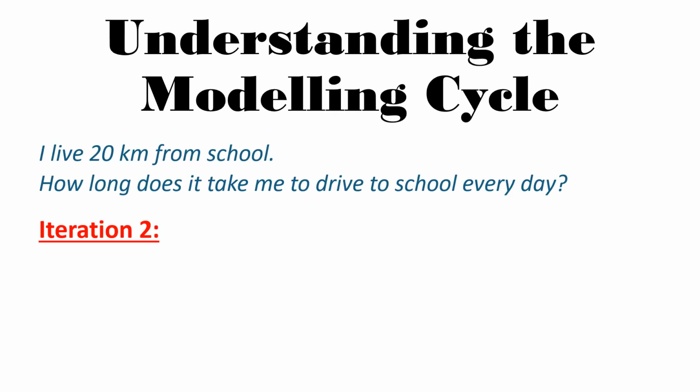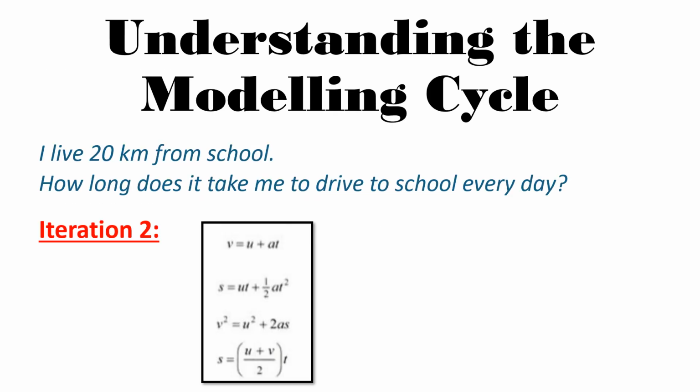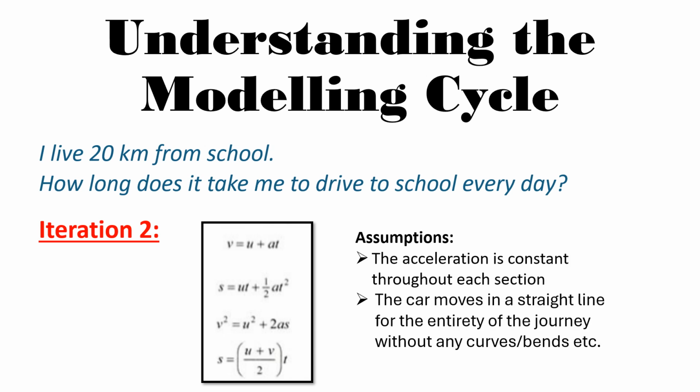So then the second iteration would be moving to our equations from uniform acceleration, and the assumption being that the acceleration is constant or uniform throughout each section. So again, maybe using the same sections we talked about from iteration one. And again, the second assumption being that the car moves in a straight line for the entirety of the journey without any curves or bends because we don't want to bring in circular motion.